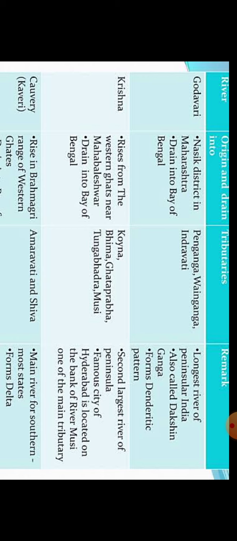Krishna rises from the Western Ghats near Mahabaleshwar and drains into the Bay of Bengal. Tributaries: Koyana, Bhima, Ghataprabha, Tungabhadra and Musi. This is the second largest river of the Peninsula. The famous city of Hyderabad is located on the bank of the river Musi, which is also a tributary of the Krishna River.